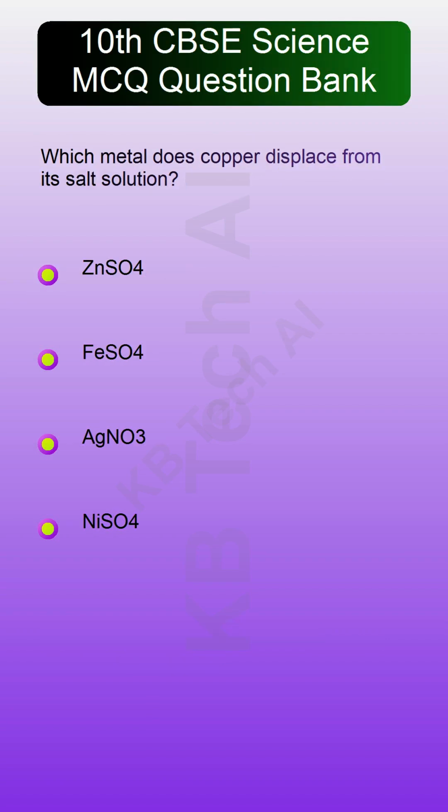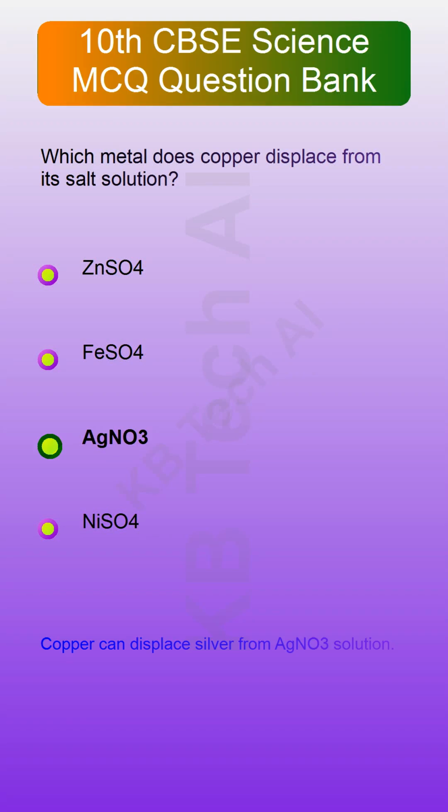Which metal does copper displace from its salt solution? Option 1, ZnSO4. Option 2, FeSO4. Option 3, AgNO3. Option 4, NiSO4. The answer is, Option 3, AgNO3.